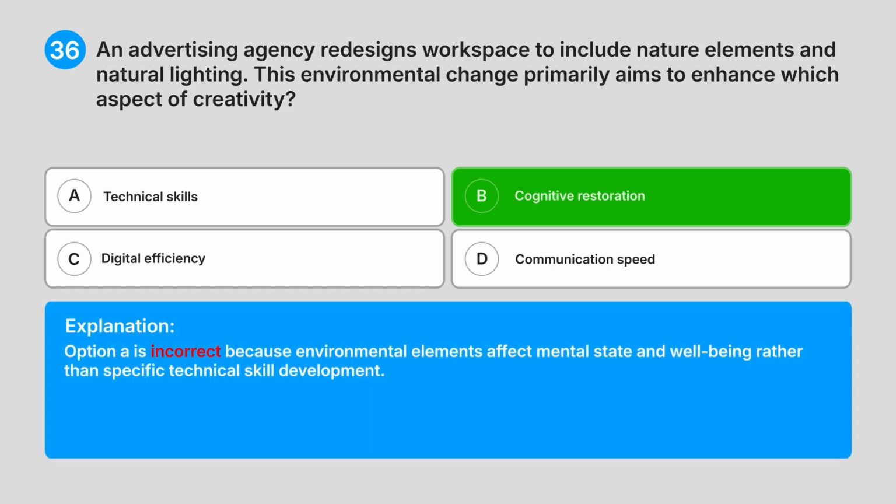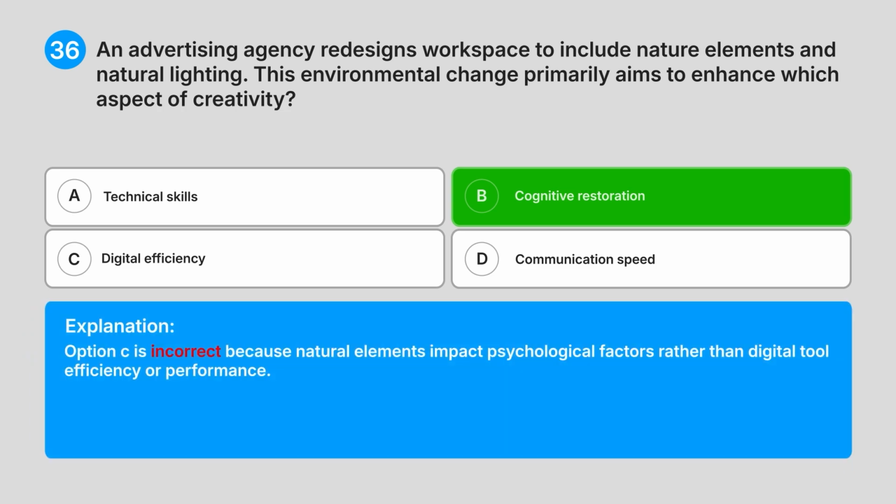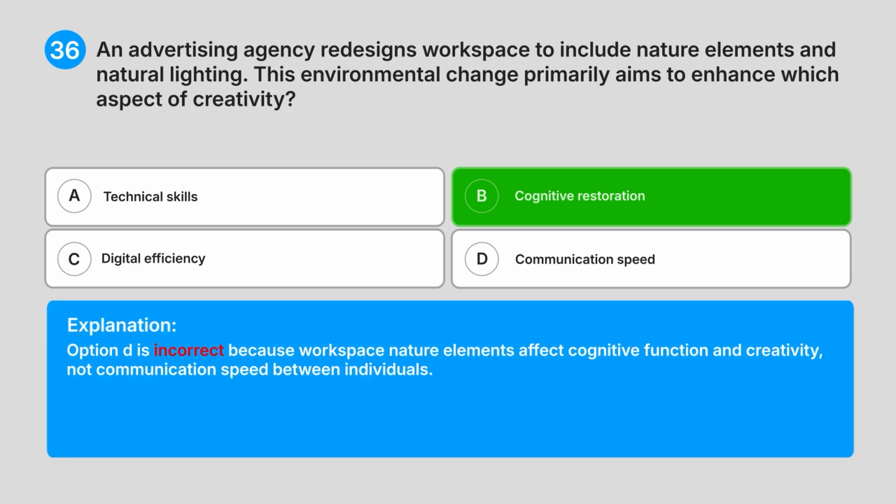Option A is incorrect because environmental elements affect mental state and well-being rather than specific technical skill development. Option C is incorrect because natural elements impact psychological factors rather than digital tool efficiency or performance. Option D is incorrect because workspace nature elements affect cognitive function and creativity, not communication speed between individuals.